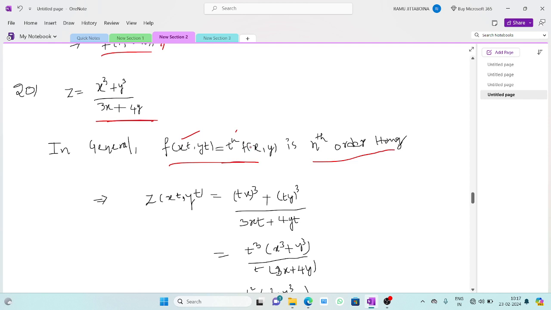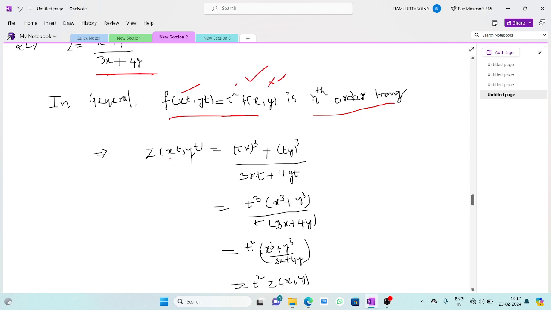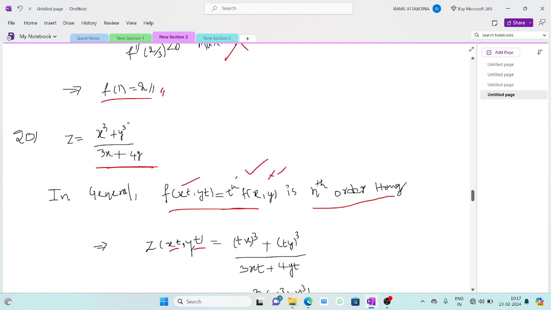So if this condition is satisfied, we can say that this is a homogeneous function. If it is not satisfied, we can say that it is non-homogeneous. Okay, so I just substituted xt and yt in the given function.